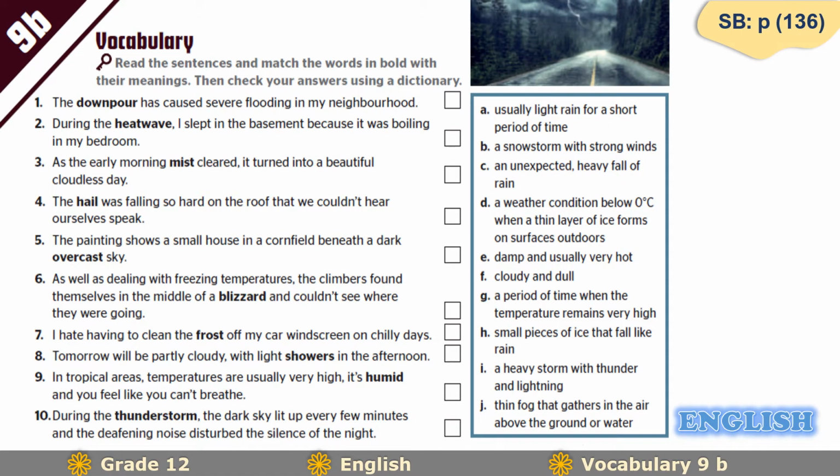Okay, so now, dear students, it's time to check our understanding of the newly acquired vocabulary by doing activity number 1 in your student book on page 136, in which you are going to read the sentences and match the words involved with their meaning. Then after that, you are going to check your answer using a dictionary. So please, dear students, pause the video for 5 minutes, do the task, then later on we are going to correct it together.